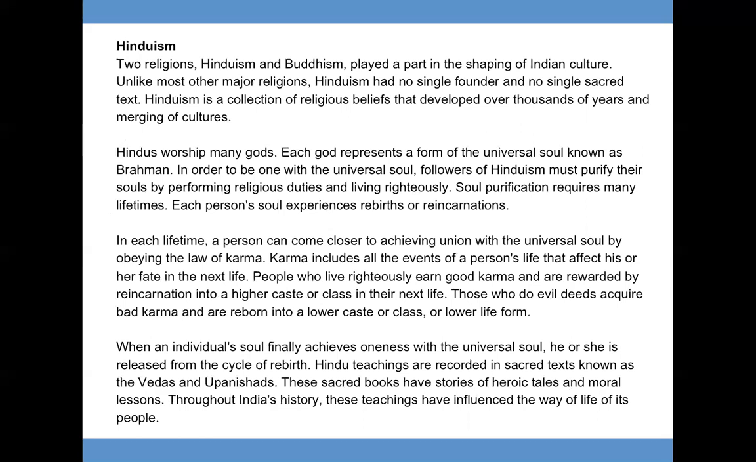Each person's soul experiences rebirths or reincarnations. In each lifetime, a person can come closer to achieving union with the universal soul by obeying the law of karma. Karma includes all the events of a person's life that affect his or her fate in the next life. People who live righteously earn good karma and are rewarded by reincarnation into a higher caste or class in their next life. Those who do evil deeds acquire bad karma and are reborn into a lower caste or class or lower life form. When an individual soul finally achieves oneness with the universal soul, he or she is released from the cycle of rebirth.